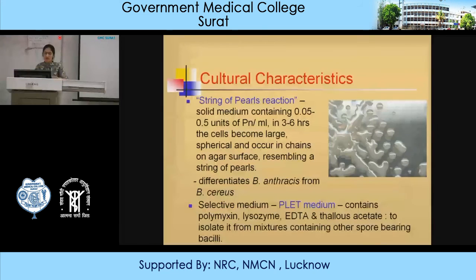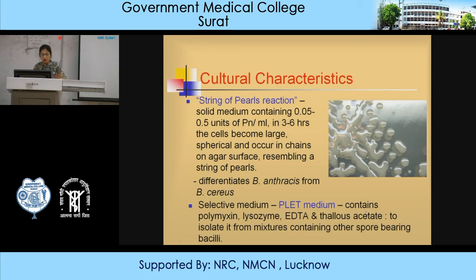This is the string of pearls appearance which is seen in solid media containing 0.05 to 0.5 units of penicillin. In 3 to 6 hours, the cells become large and spherical and occur in a chain on the agar surface. So it's just like pearls spread on the plates. This characteristic differentiates Bacillus anthracis from Bacillus cereus, because Bacillus cereus does not produce this type of colony.